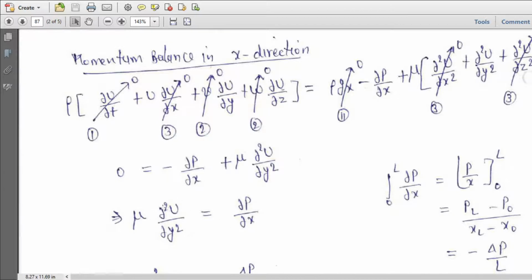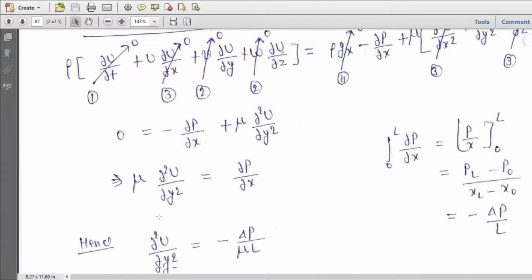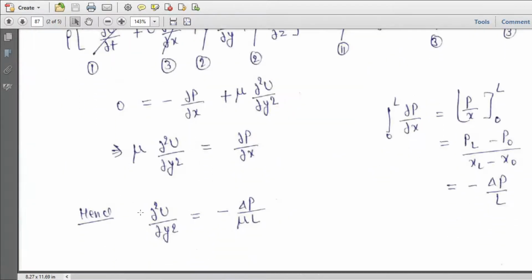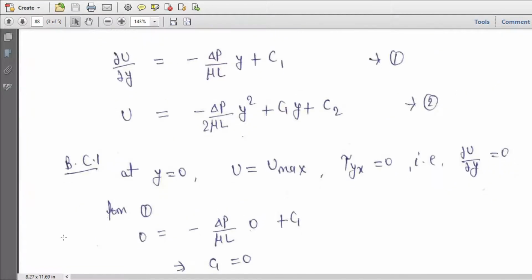This partial is converted to a total derivative because y is the only variable now. So d square u upon dy square equals minus delta P upon mu L. We can integrate this: du upon dy equals minus delta P upon mu L into y plus c1, then u equals minus delta P upon 2 mu L y square plus c1 y plus c2.